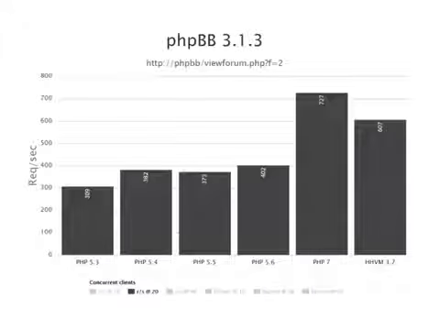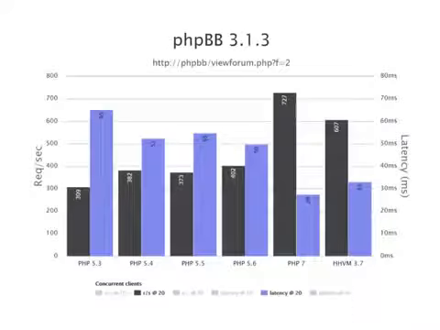So some other large popular applications, PHP BB, it's a bulletin board, web form type system. Again, PHP 7 is more than twice as fast as PHP 5.3, and not quite twice as fast as PHP 5.6, but faster than HHVM. And again, latency much lower. Latency drops from 65 milliseconds down to 28 milliseconds.